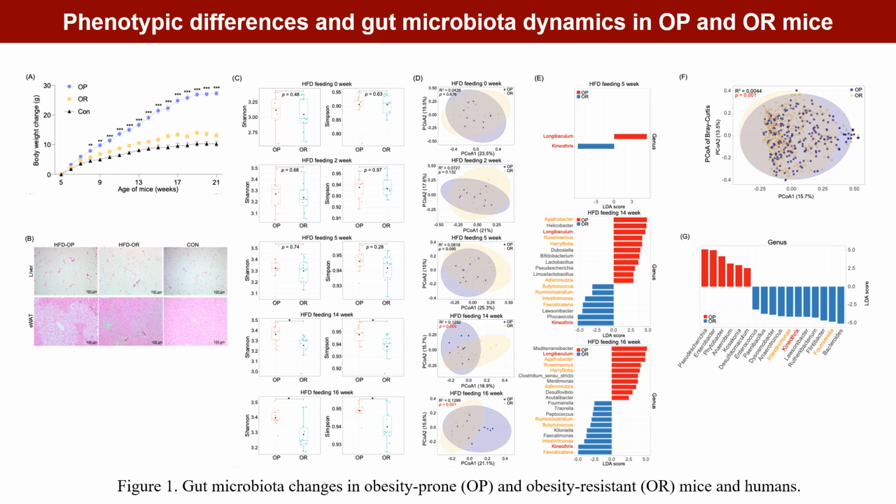To evaluate the high-fat diet's impact, we monitored body weight changes. By week 3, OP mice gained significantly more weight than OR mice, with divergence increasing over time.